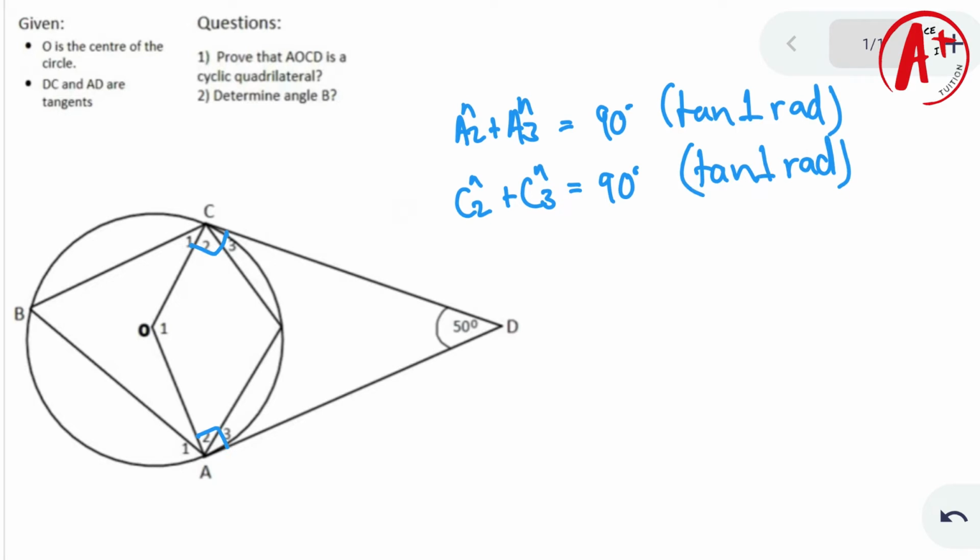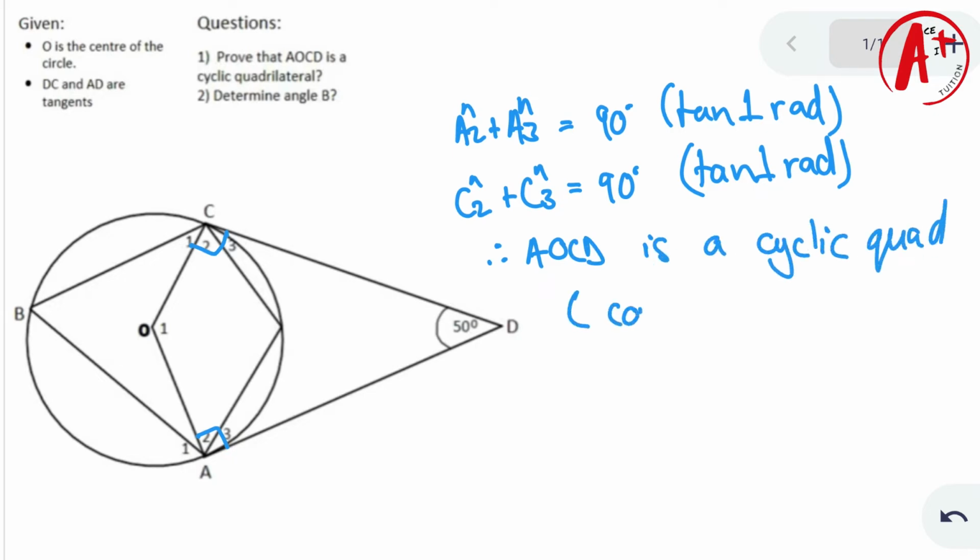Now remember, to prove that a quadrilateral is a cyclic quad, we only need to prove that one pair of opposite angles are supplementary. Therefore, AOCD is a cyclic quad. And our reason would be the converse of opposite angles of a cyclic quad.